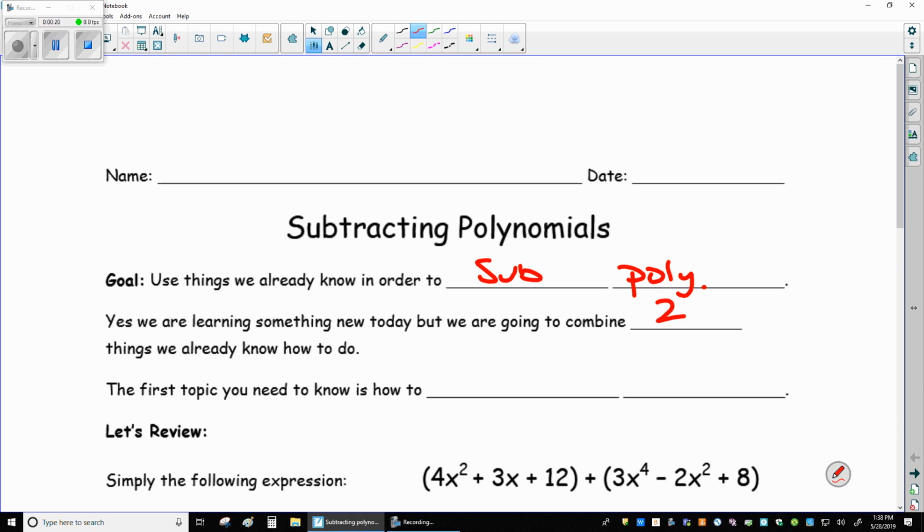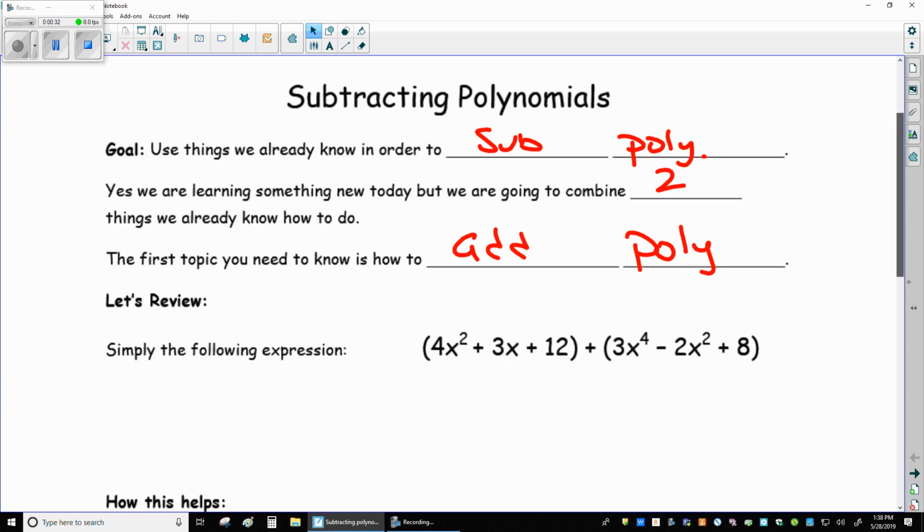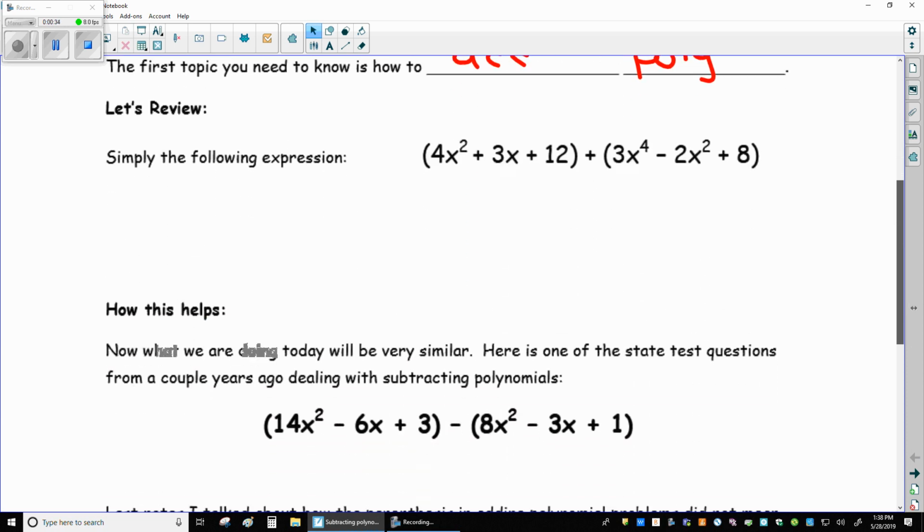The first thing we're going to combine, or the first thing that we need to know how to do, is how to add polynomials like we did yesterday. So I'm going to redo that real quick right here. So yesterday we saw something like this. Notice that there's a minus or a plus sign right there, and obviously that means add.